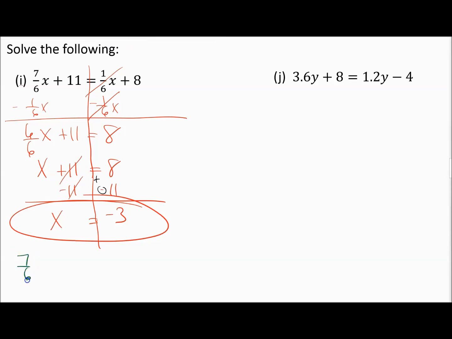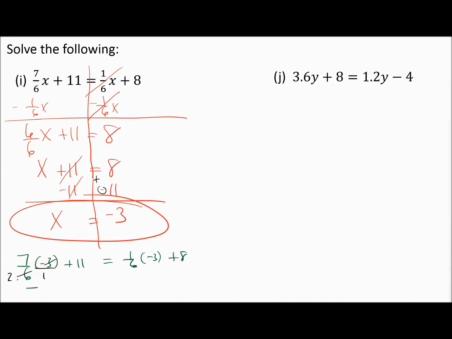So 7/6 times negative 3 plus 11. They're telling me that should be equivalent to 1/6 times negative 3 plus 8. I have a feeling the check is going to be worse than solving the problem. So first thing I know is a positive times a negative is a negative. Okay, so that answer is negative. Now this negative 3, remember it's over 1. I can cancel this 3 and this 6 to leave a 2.